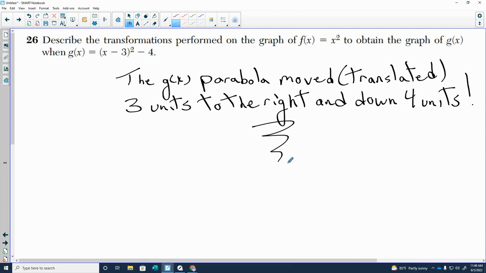Without the calculator, one thing you might want to remember is that this number that happens inside the parentheses is kind of the opposite of what happens. So if it says minus 3, it moves in the positive 3 direction. And this number outside really tells you exactly what happens with the y. It either goes up or down. So it's minus 4, so it's going to go down 4. And there you have it.